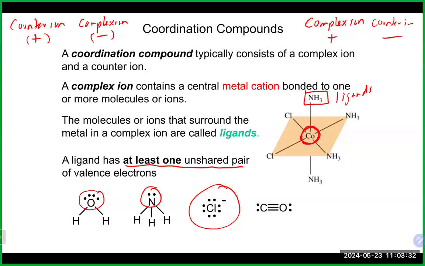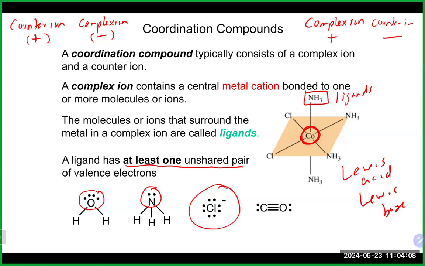Now, they donate these electrons to the metal, and we really think of coordination compounds like this, really complex ions, as more like a Lewis acid-base combination that's happening. So remember, as we talked about, a Lewis acid is an electron acceptor, and a Lewis base is an electron pair donor. So that's how we think about the relationship in a complex ion between the ligands and the metal ions.